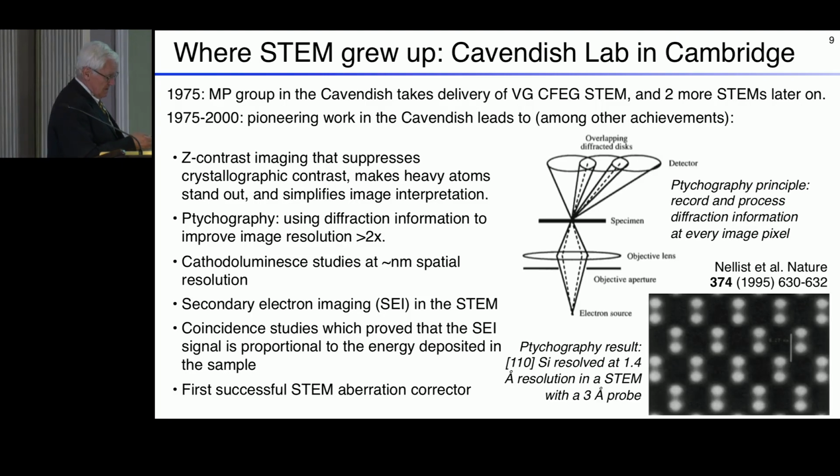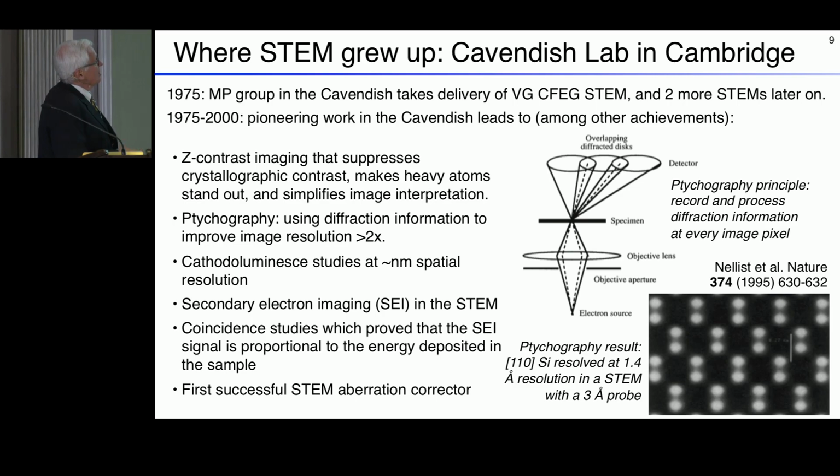Here's an example from Cambridge, not related to aberration correction, but something very powerful, where Nellist, Rodenburg et al. back in 1995 resolved silicon structure in the 110 projection, 1.36 angstrom separation between these atoms, done in a microscope that formed a 3 angstrom probe by using the supplementary information in the diffraction pattern. So 1.4 angstrom with a 3 angstrom probe, and that's kind of being used in ptychography now.